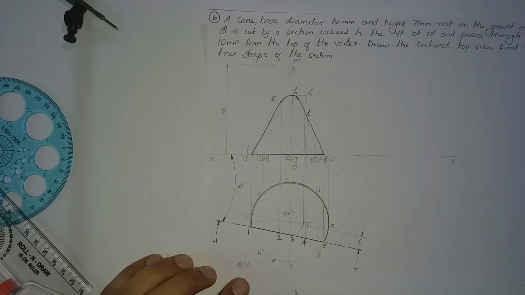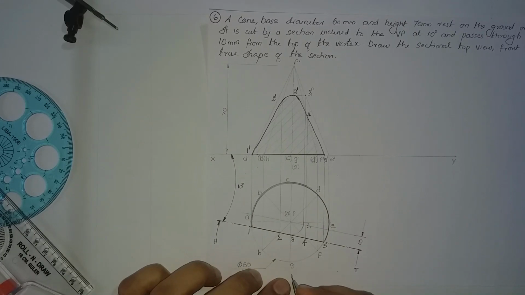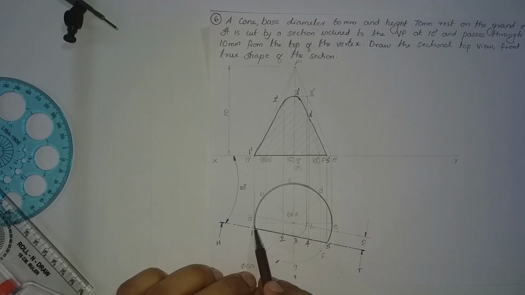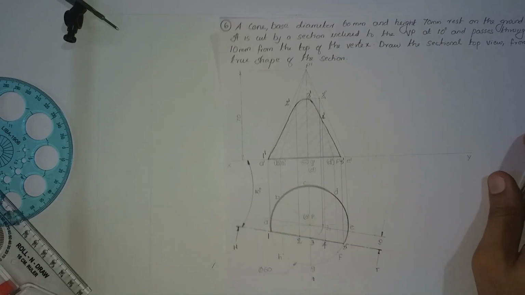When you are observing it from the front in this direction, the thickness of the base is still A'E'. So let us darken the base completely.